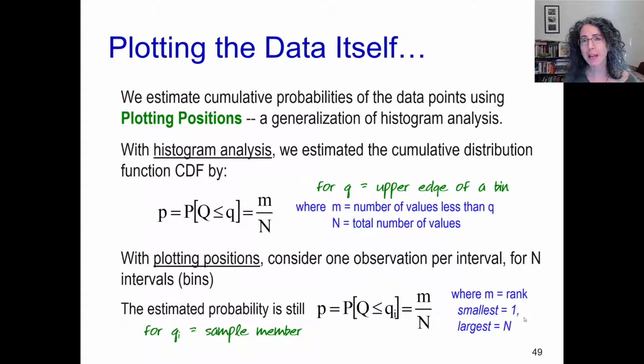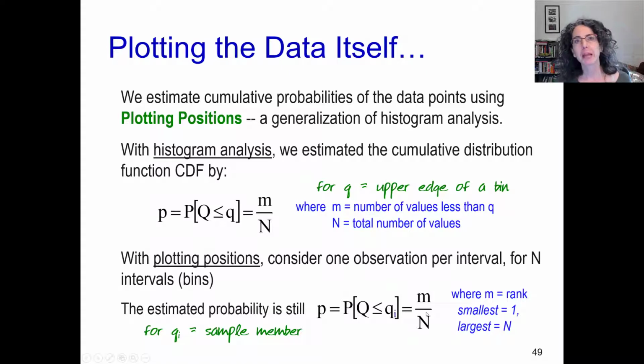So if you think about rank, it's really just the number of times that a sample member is less than or equal to the value with that rank. So rank over n, the number of times it's less than or equal to divided by the number of times, is still just a relative frequency. But now we can estimate a probability for each member of the sample, right? So we've now been able to put more definition in the CDF that we're able to estimate.